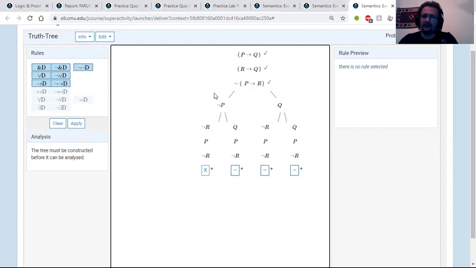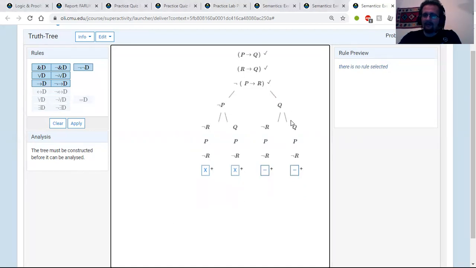All right, let's look at the second branch here. Not P, Q, P, not R. All right, again, we have the P's in contradiction. So we select where the problem is, that's P and not P. We select the branch that it's on, and then we select that it's closed.